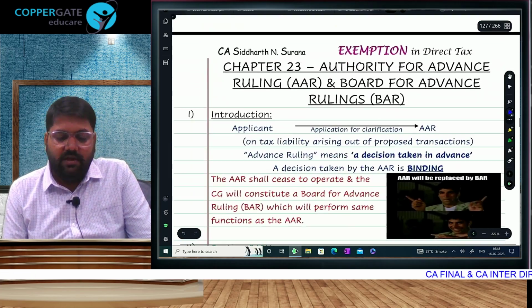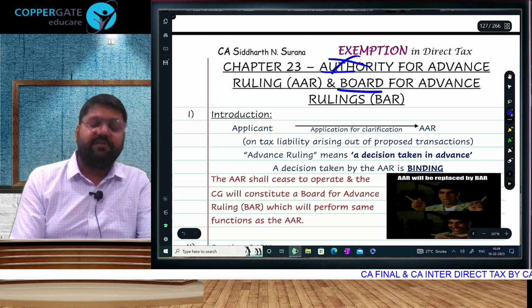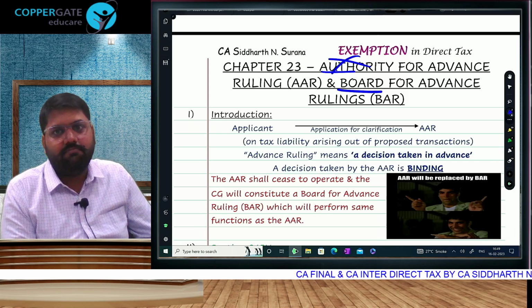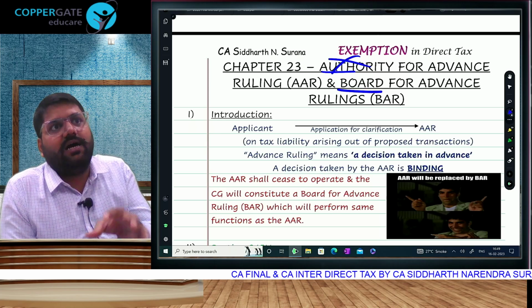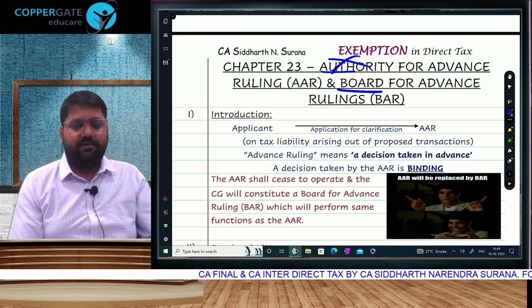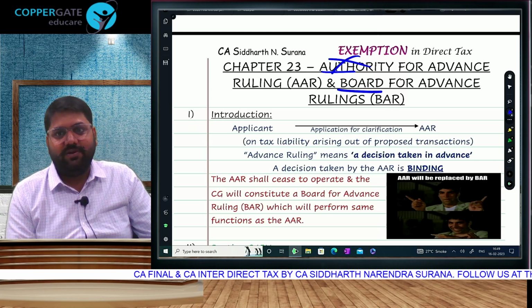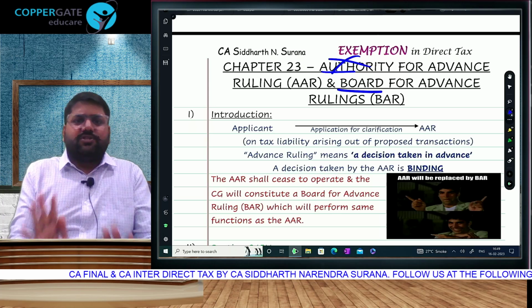Next, authority for advance ruling, where the authority is now abolished, and instead of the authority we have a board. AAR has gone and BAR has come. AAR is gone and BAR has come simply because in AAR the required criteria for judges, educational qualification, was so massive that adequate people were not available. And in BAR it is a must that the chief commissioner is there. So what is this concept?